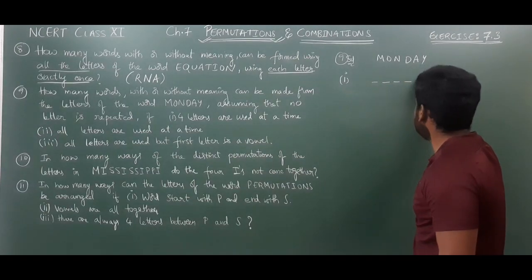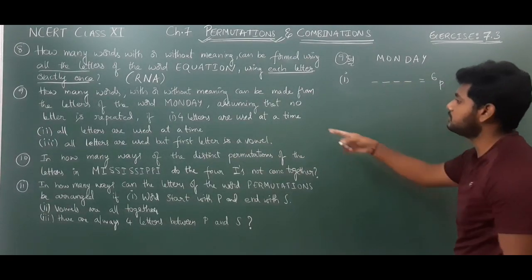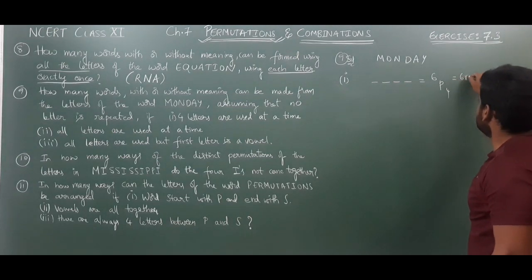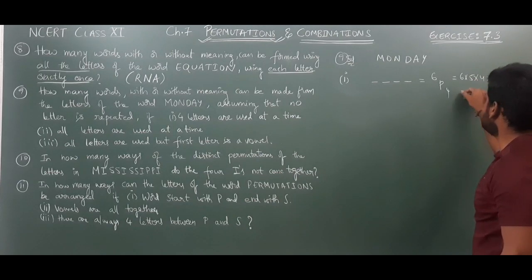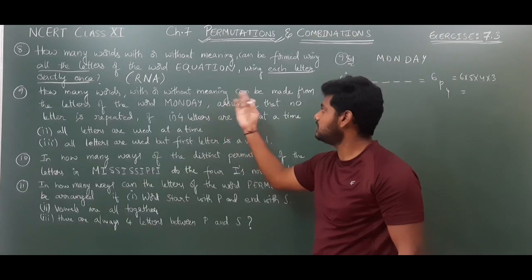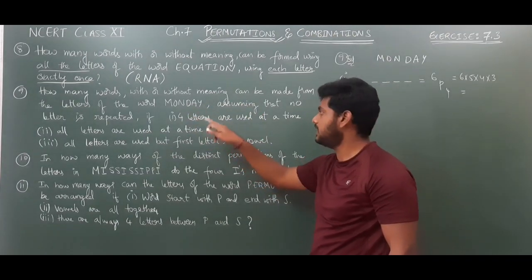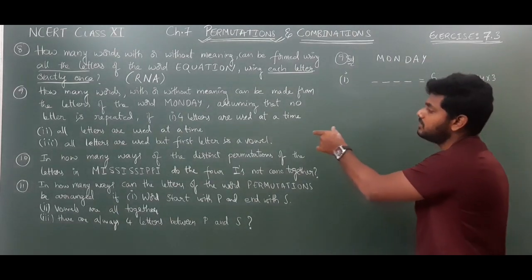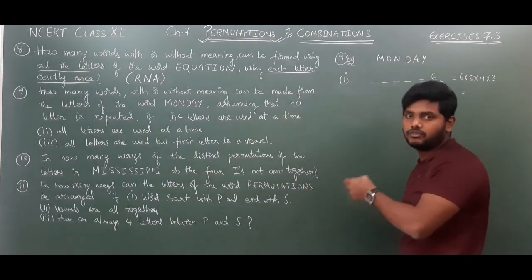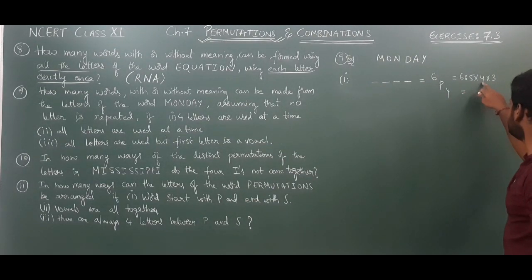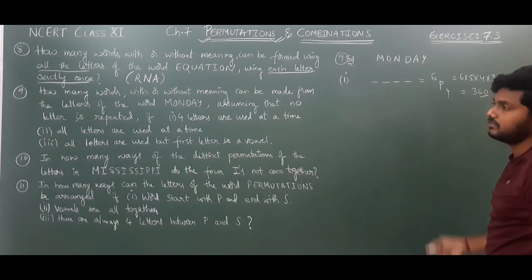That means how many are available? 6. How many do we need to use? 4. So it will be 6P4. What is 6P4? 6 into 5 into 4 into 3. The number of words, with or without meaning, that can be formed from the word Monday, in which 4 letters are used at a time. Understand? Out of 6 letters, we need to use 4, so 6P4, like nPr. 6 5 is 30, 30 4 is 120, 120 3 is 360 number of ways.